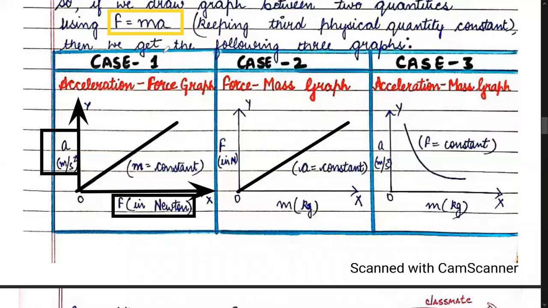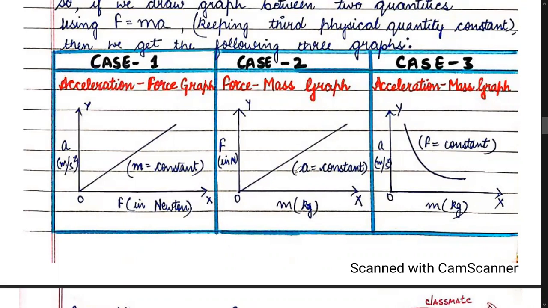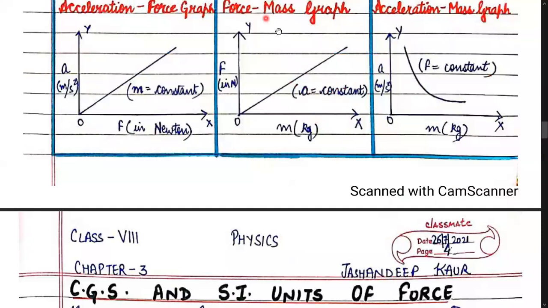While if I draw a graph between A and M, keeping force, the third variable, constant, what kind of a graph is it here? It is a curved graph. And when you are making it, make sure you are not touching the graph at the x-axis and y-axis. It is not to be touched. Is it clear? So in the third graph, children, kindly be careful while drawing this graph. You are not supposed to intersect this graph with the x and y axis.